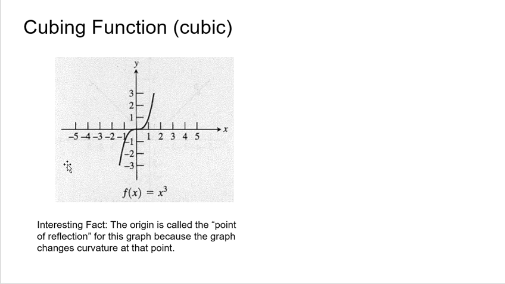Here's the cubic function, x cubed. The interesting fact here is the origin is called the point of reflection for this graph because the graph changes curvature at that point. So what we mean by that is notice that the graph, here's the origin right here, 0, 0. On the left side of the origin, it's called concave down. It's curved like this. That's called concave down. It's curved down. Whereas on the right side, it's curved up. We call that concave up because the curve is going up. So that is something cool about the cubic function, that at the origin, it switches the curvature of the point. That curvature is a cool calculus topic that you'll learn about.